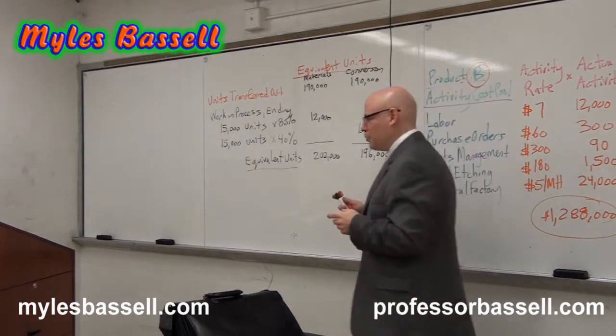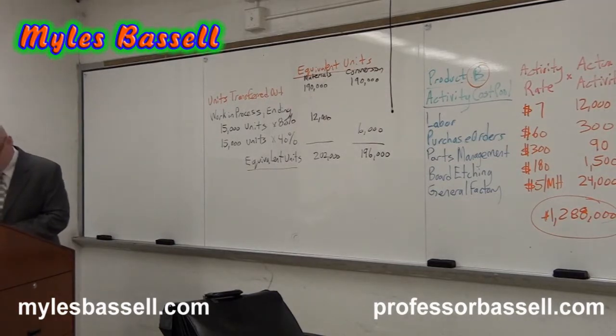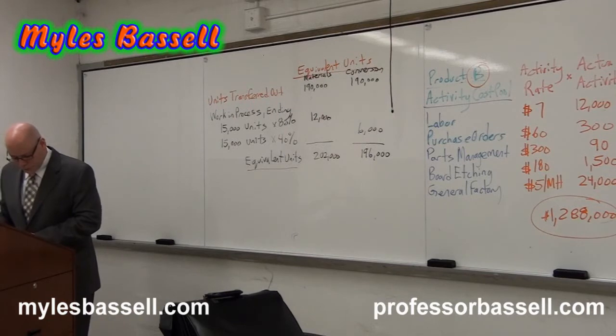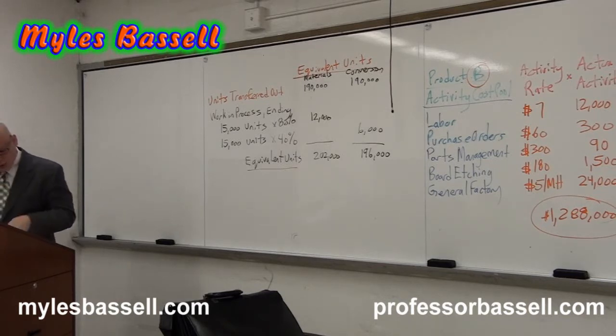So let's take another example. You'll see how it fits together. Let's look at 4.3 now. All right, different company. What is the information that we're given here? Our challenge is the same. What we're trying to do is figure out the equivalent units and the cost per equivalent unit.